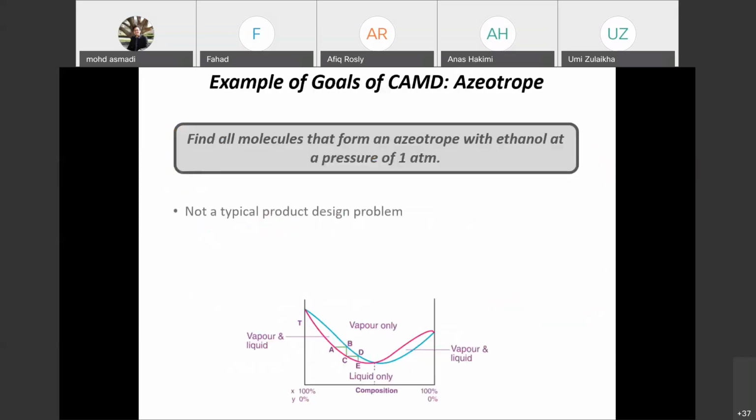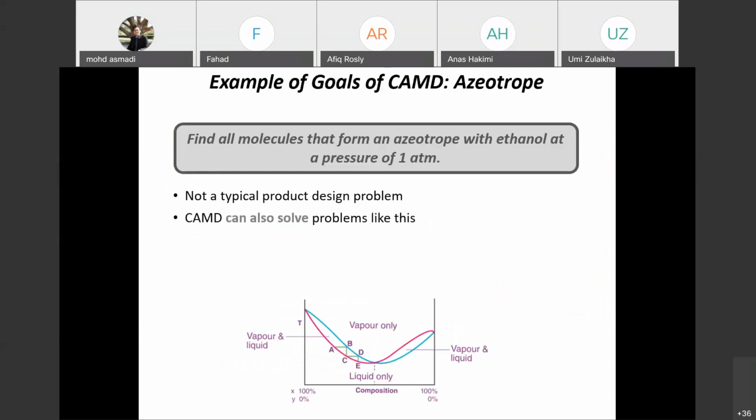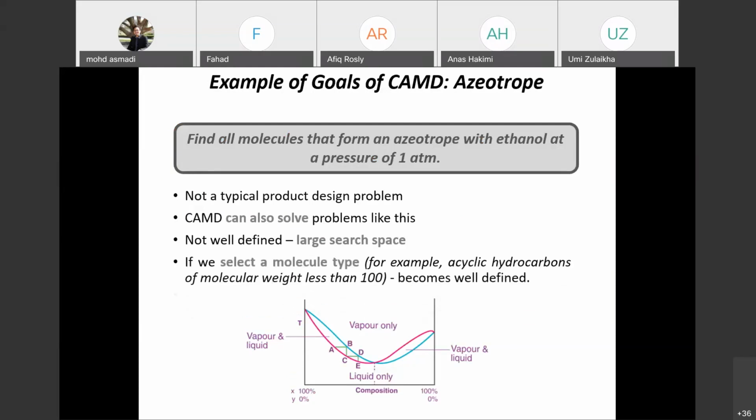Okay, isotrope. But this one is not a typical product design problem. We can use CAMD. And we can select the molecule types, such as cyclic hydrocarbons. If you know isotopes, we need a solvent to separate two liquids, right? Because they are miscible together. If you learn in thermodynamics, alpha is equal to 1. So alpha is one as the composition in the gas and liquid, vapor and liquid, is similar.